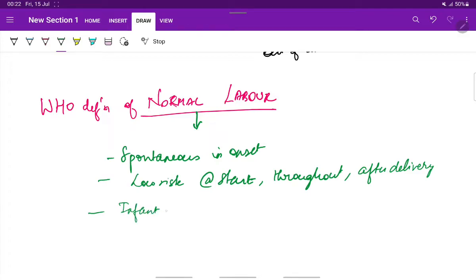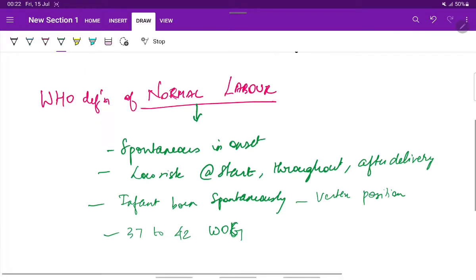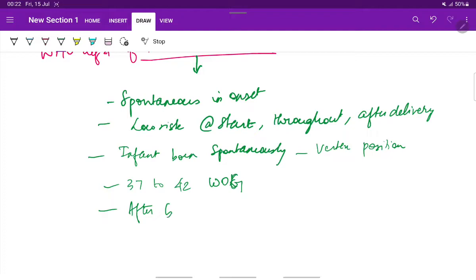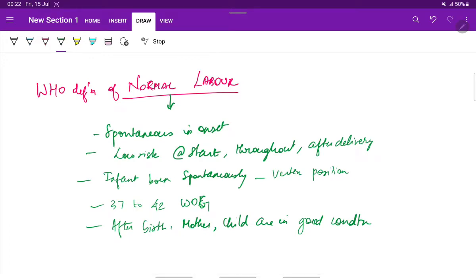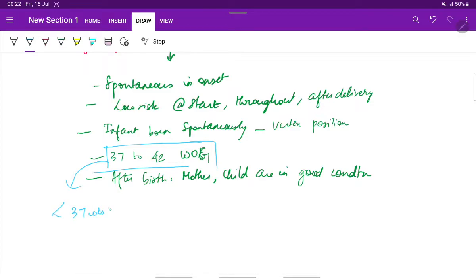The infant is born spontaneously in vertex presentation between 37 to 42 completed weeks of gestation, and after birth the mother and the child are in good condition. This is the definition given by WHO for normal labor. And if the labor occurs at less than 37 weeks, then it is said to be preterm or premature labor.